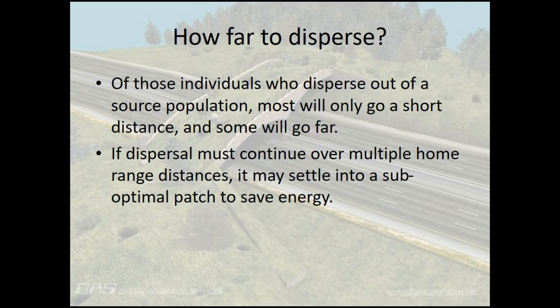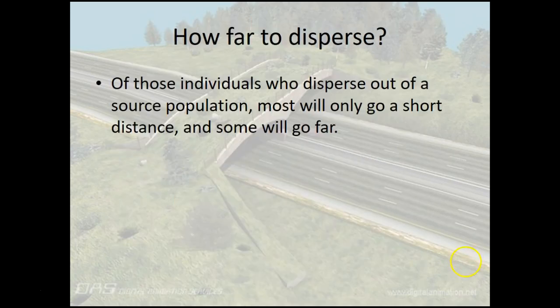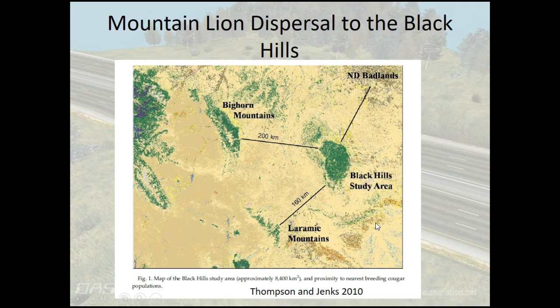If you have an animal whose home range is 10 square miles, then they may disperse 50 miles in one direction, and that might not be a real big deal for them. If you have an animal whose home range size is 10 square meters, then they're definitely not going to disperse 50 miles. Or if they try to, they're probably not going to make it that far and they'll settle in that suboptimal habitat. Let's look at mountain lions.